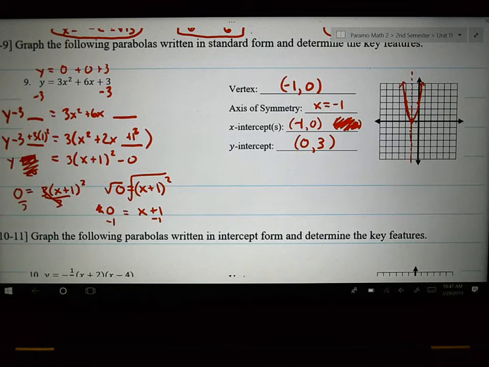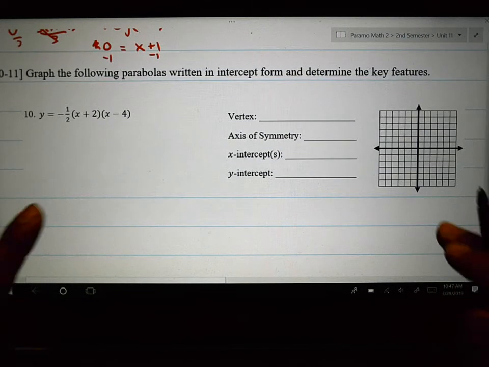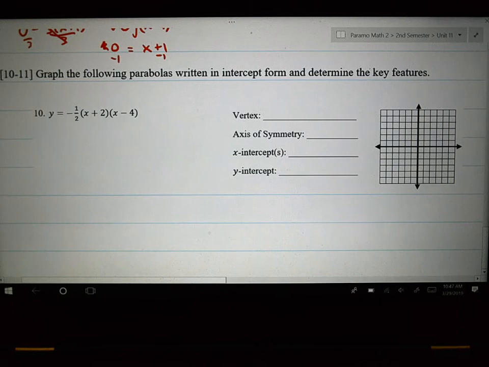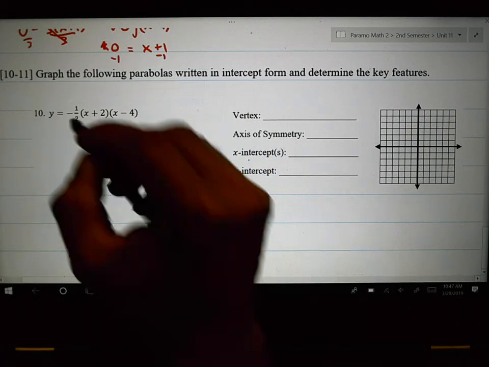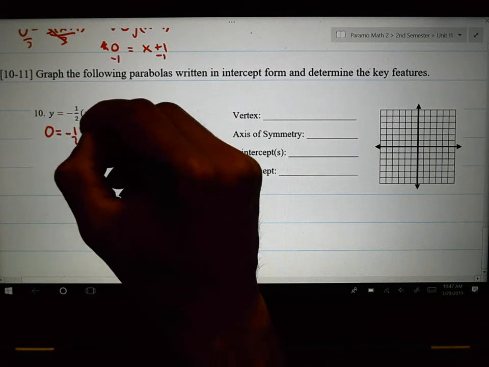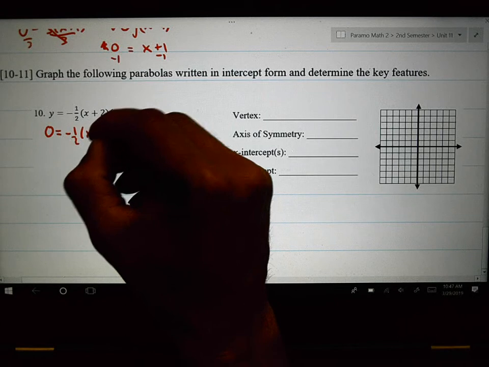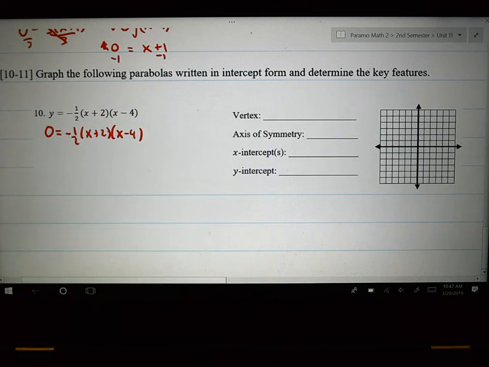The last example that I have for you is number 10, because this is intercept form. We haven't done a lot of intercept form. I'm going to do this in a different way than I did the previous one because this one's already factored. Because it's already factored, it's easier for me to find the x-intercepts first. The x-intercept is when y is equal to 0. So the first thing I'm going to do is say, what does x have to be in order to multiply to equal a y value of 0?